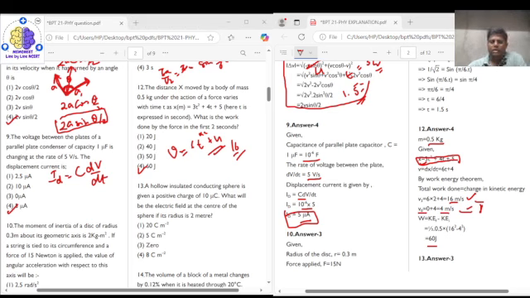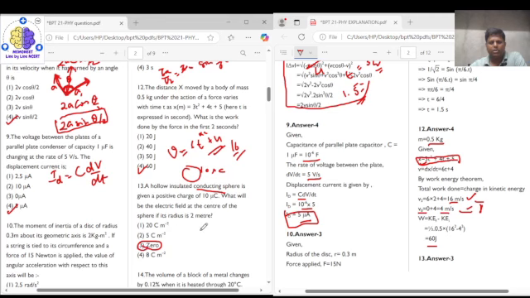Okay, now let's see the next question, and the next question says that a hollow insulated conducting sphere is given a positive charge of 10 microcoulomb. Insulated conducting sphere, so all the charge will be on the surface, because it is a conducting sphere. Now what will be the electric field at the center of the sphere if the radius is 2 meter? The electric field inside will be equal to 0. So the correct answer for question number 13 is option 3, that is 0.